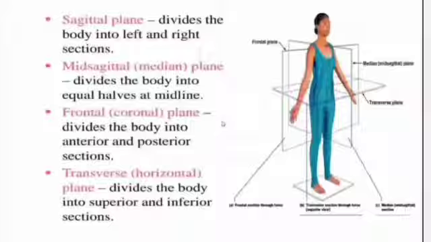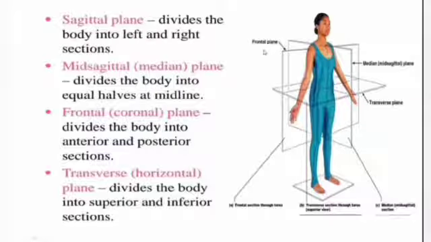First, sagittal plane. What is sagittal plane? It divides the body into left and right sections. Then comes the mid-sagittal plane, which is also known as median plane. This plane divides the body into equal halves at midline. It divides the body into equal halves.